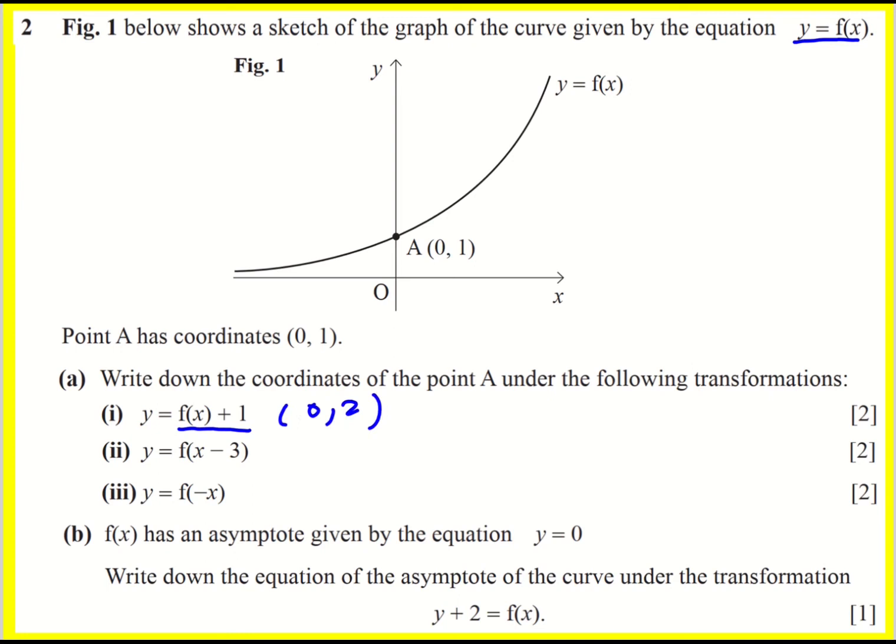The reason being is that we put our x value in, we get a value out, and then we're going to be adding 1 to it. So if it was 3, we're going to add on 1 to get 4. If it was 1, we're going to add on 1 to get 2.